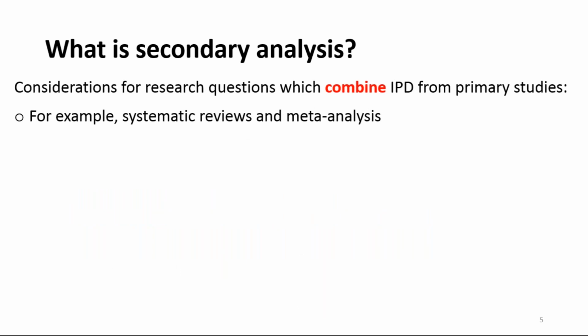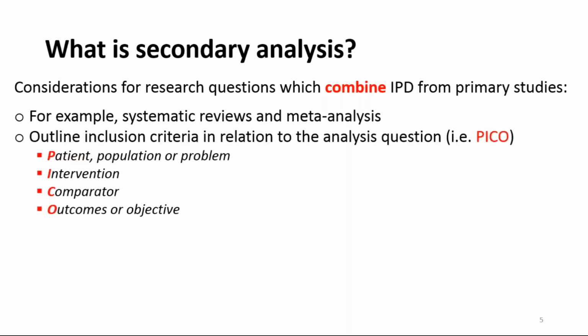Additional considerations for secondary analysis research questions, such as systematic reviews and meta-analysis: we may be looking at IPD from multiple primary studies and maybe combining that data across multiple studies. Thinking about the studies that will be included within this sort of research, it's important to outline clearly the inclusion criteria in relation to this analysis question.